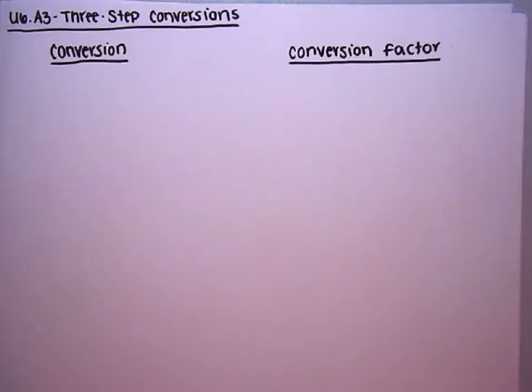In this lesson, we're going to cover Unit 6, Acquisition 3 on 3-step stoichiometry conversions. So before we get to the example problems, I just want to do a quick review of the types of conversions that we've already talked about and the conversion factor that you would use.